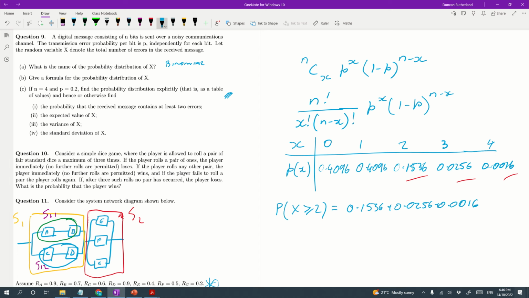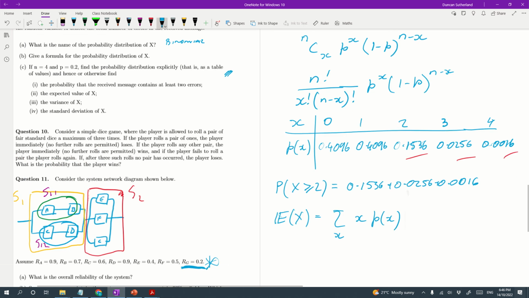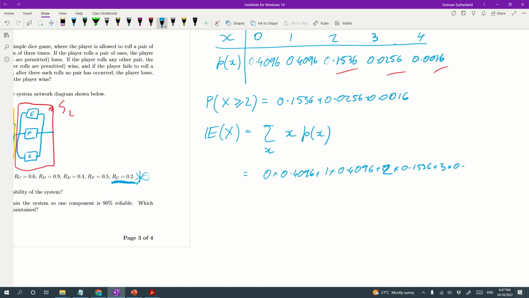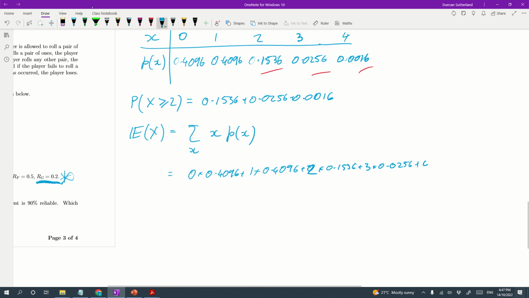The expectation of X is given by this formula. So it's a weighted sum. It's X times the probability of X. So for example, this works out to be 0 times 0.4096 plus 1 times 0.4096 plus 2 times 0.1536 plus 3 times 0.0256 plus 4 times 0.0016. Okay, that's something we can stick in our calculators and work out.